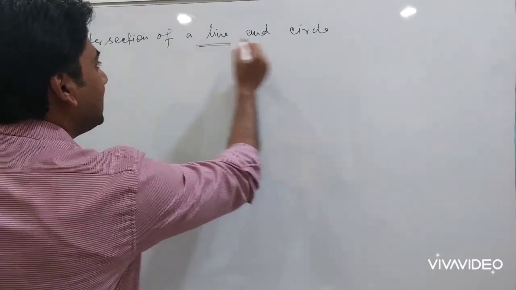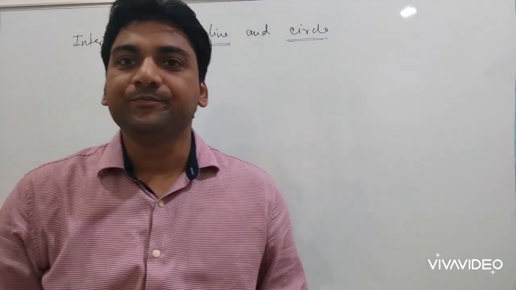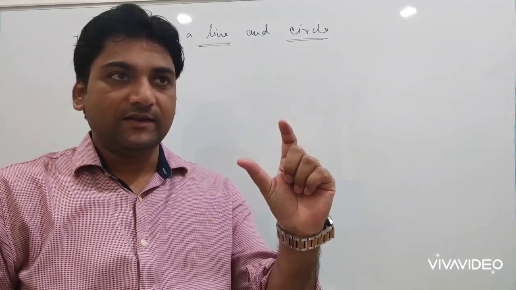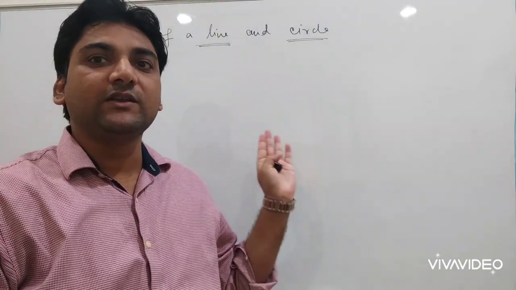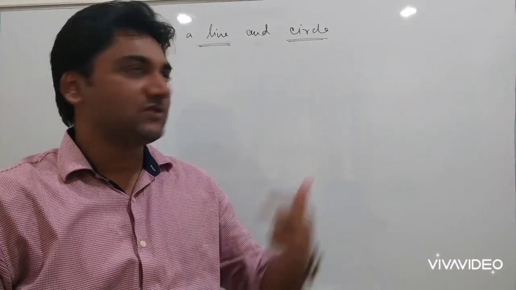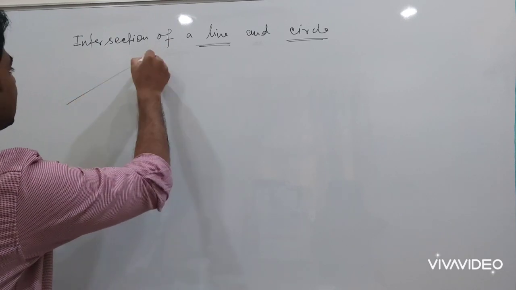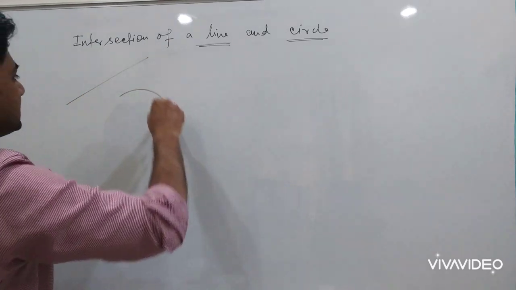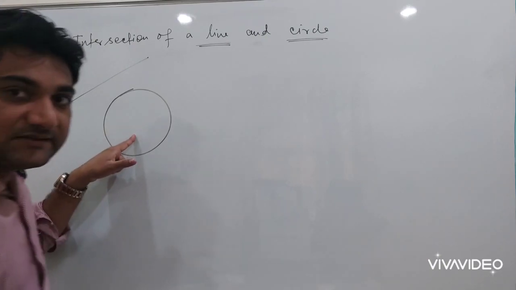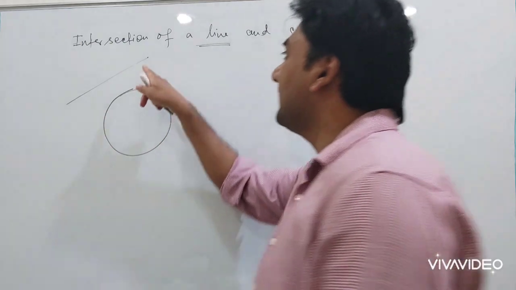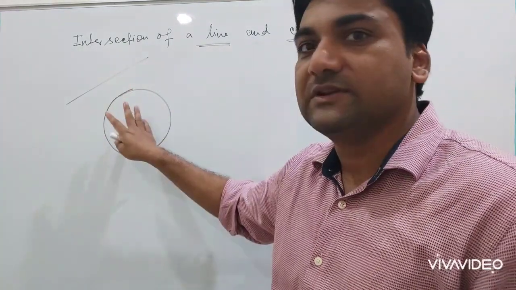We will have one line and one circle. Now we are going to analyze when the line touches the circle, intersects the circle, or neither touches nor intersects. So let us see. This is one line and this is one circle. In this case, you can understand that the line is neither touching the circle nor intersecting. So this is one of the possibilities.